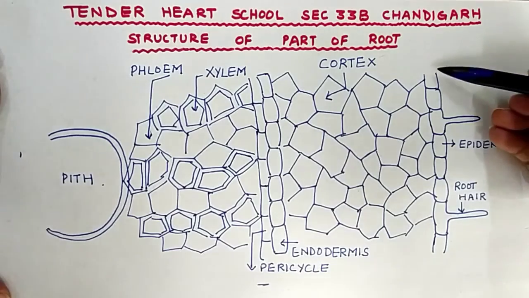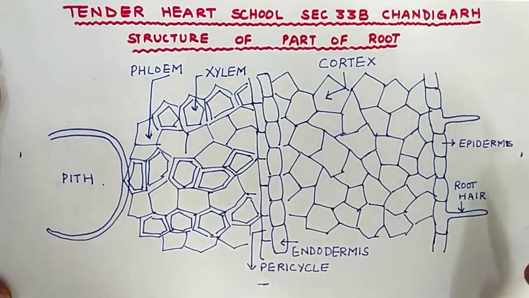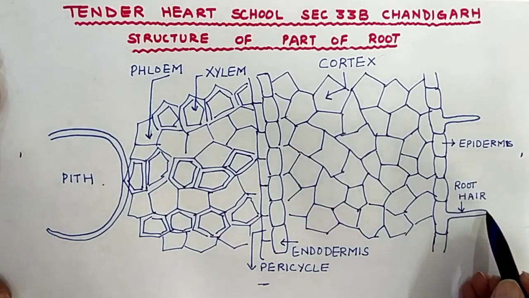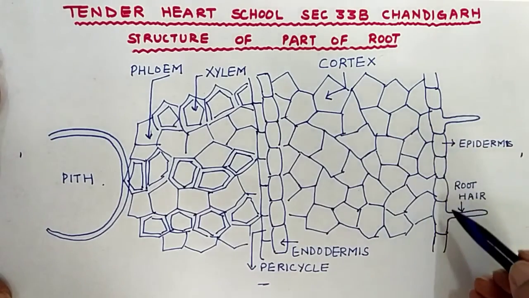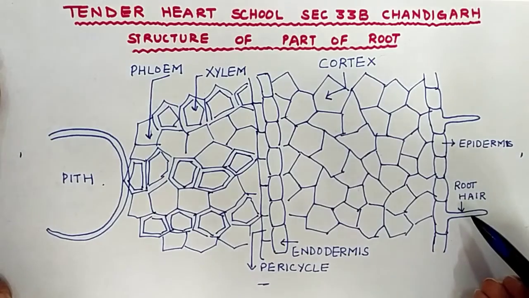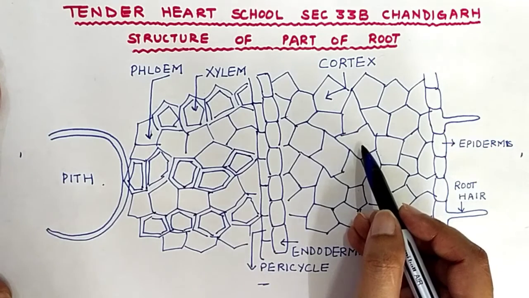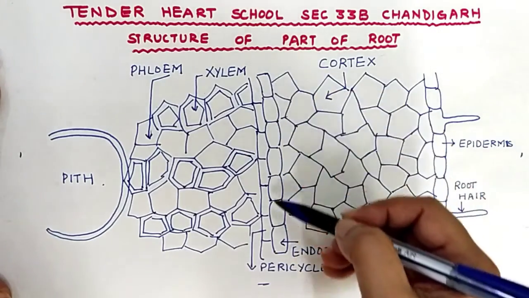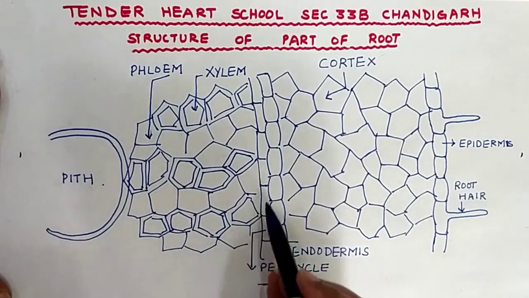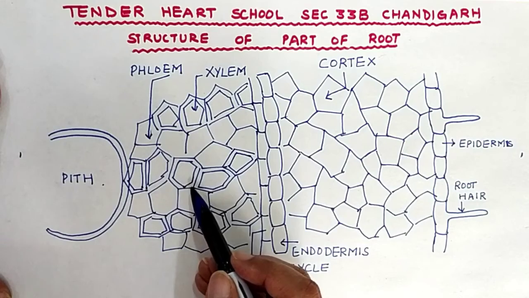Again, let us revise. The outermost layer of the root is called the epidermis. Epidermis is protective in function. The extension of the epidermis is forming the root hairs, and these root hairs are increasing the surface area of the epidermis so that more water can be absorbed. Inner to the epidermis we have the cortex region, which is made up of parenchyma cells, and these parenchyma cells are helping in storing food and water. Then inner to the cortex we have endodermis and pericycle, which are giving protection to the inner conducting tissues, that is xylem and phloem.